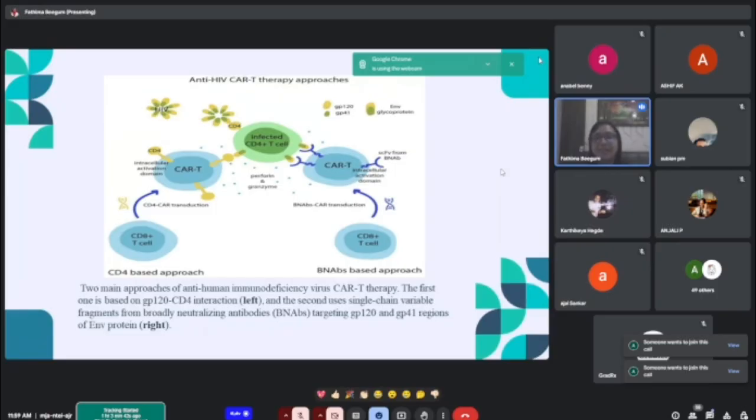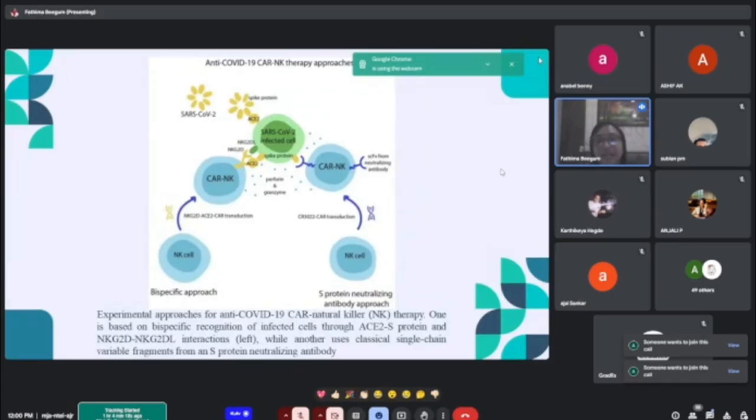The CD4 based approach we can use, and also the DNA based approach is used. As we know, mainly glycoprotein 120 is involved in this, the antigen region of the HIV envelope. So that is being targeted, and this new generation of anti-HIV CARs are broadly neutralizing antibodies, as I said. GP120 as well as GP41 motifs are neutralized.